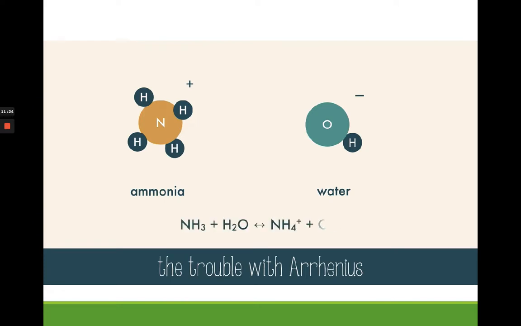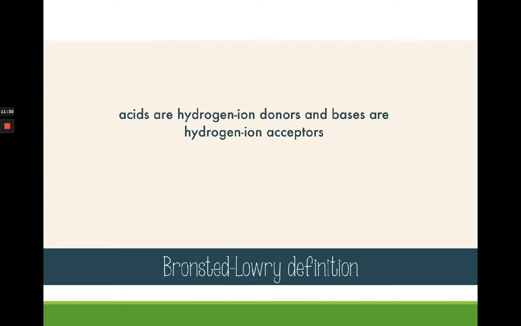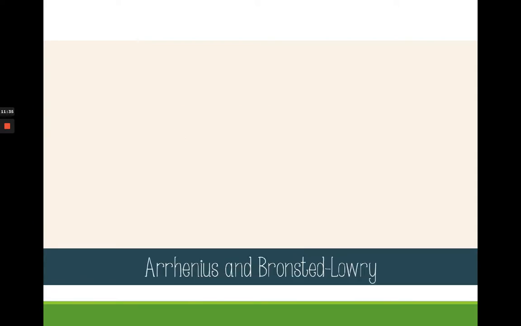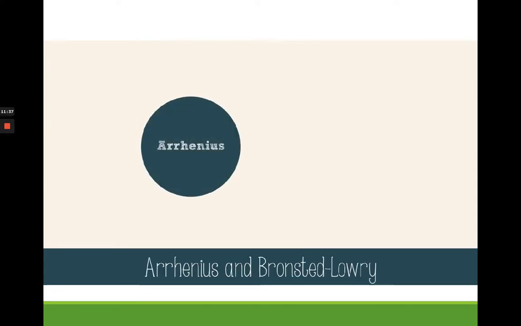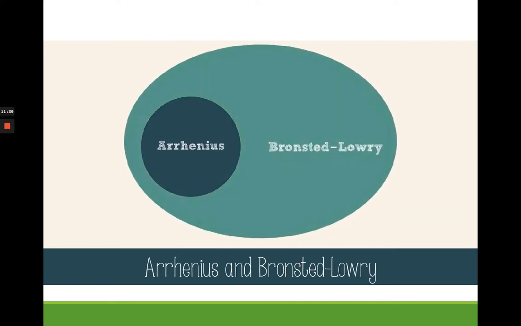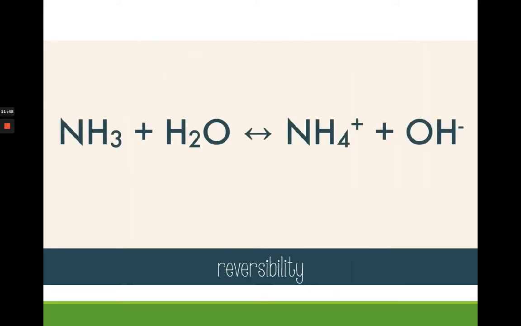So there is another way to define acids and bases. The Bronsted-Lowry definition is that acids are hydrogen ion donors and bases are hydrogen ion acceptors. It's a broader definition. So all Arrhenius acids and bases are also Bronsted-Lowry acids and bases, but not all Bronsted-Lowry acids and bases are Arrhenius. When you look at an acid-base reaction, you'll notice that a double arrow is often used. This implies that the reaction is actually reversible. It can occur in both directions.